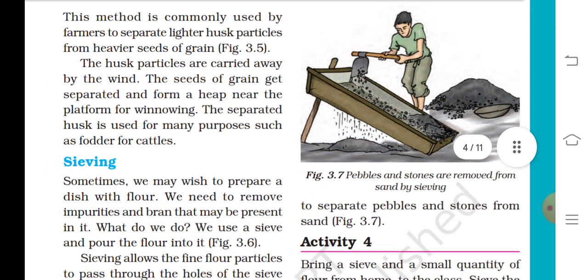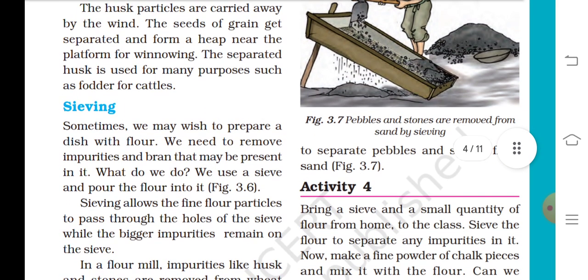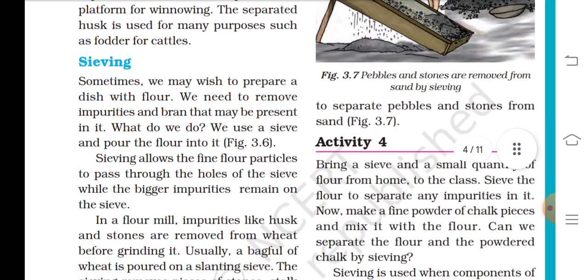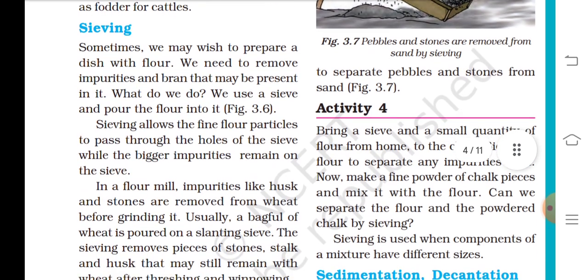This method is commonly used to separate lighter husk particles from heavier seeds of grain. The husk particles are carried away by wind. The seeds of grain get separated and form a heap near the platform for winnowing. The separated husk is used for many purposes, such as fodder for cattle.